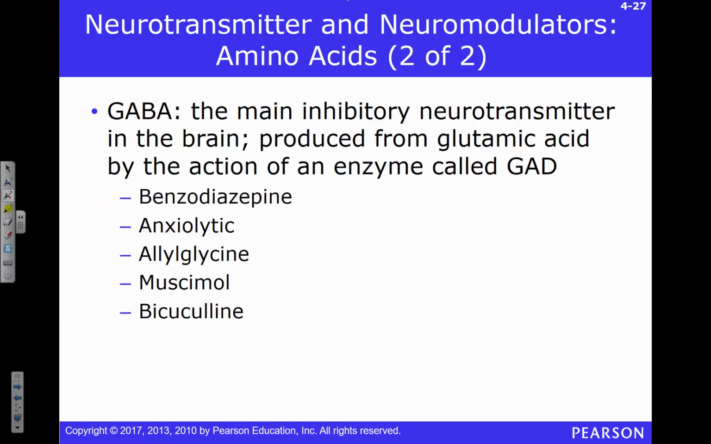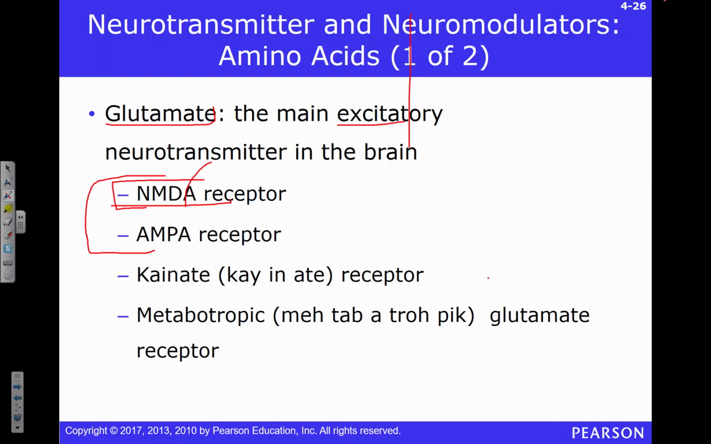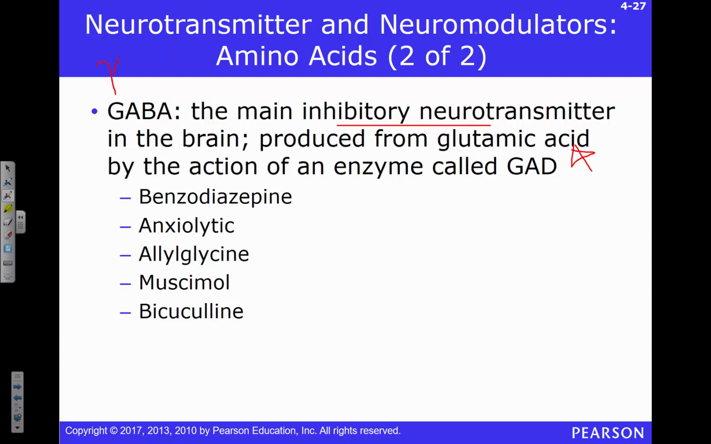GABA. This is gamma-aminobutyric acid, right? So you don't need to know all of that, especially since the first G is actually a Greek letter. Okay, so there you go. It is the main inhibitory neurotransmitter. It's produced from glutamic acid. Who remembers glutamic acid from just that previous slide? It's produced from, I know because of your NMDA receptors, right? You've got to have those going. And there's an enzyme called GAD that makes GABA out of that.